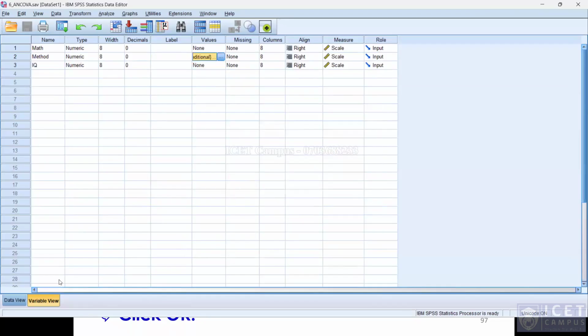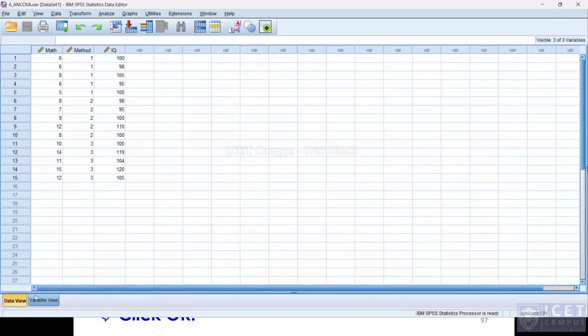Then here we can enter the data in data view, right? So it's all entered here, maths, method, which method, likewise. Then IQ level also, right? So we'll see how we can proceed with this one.